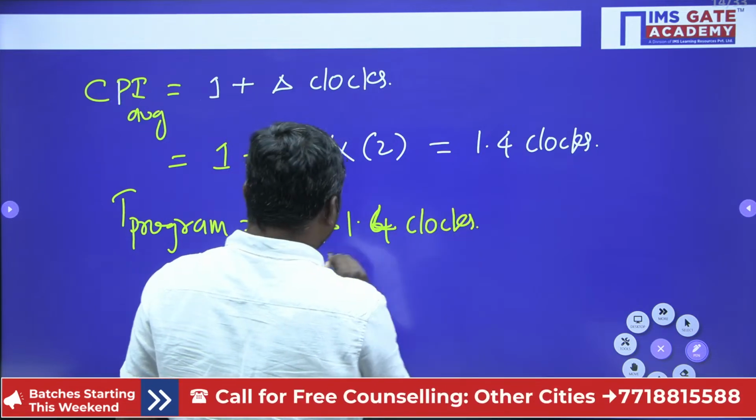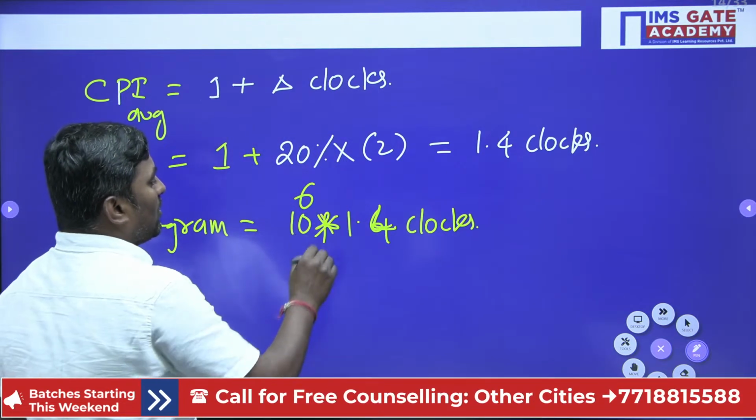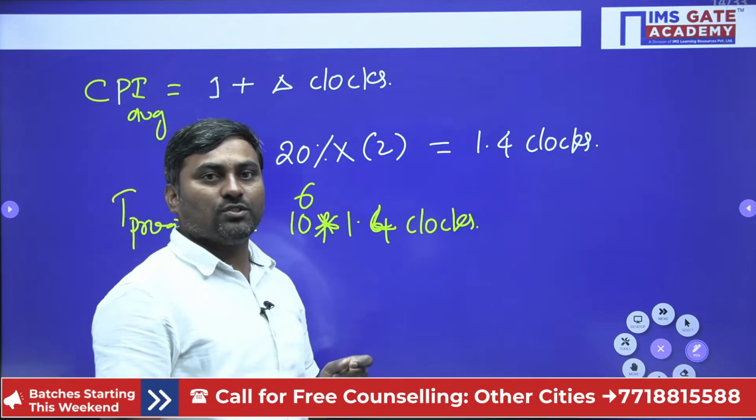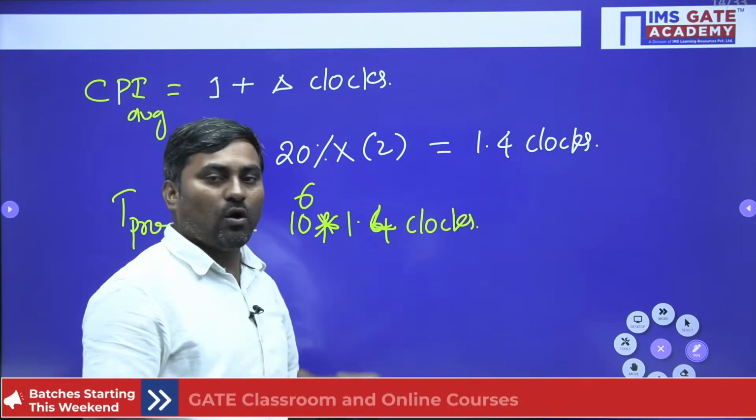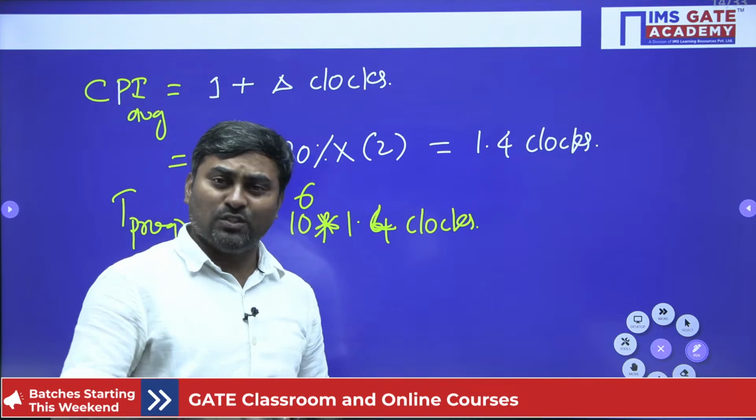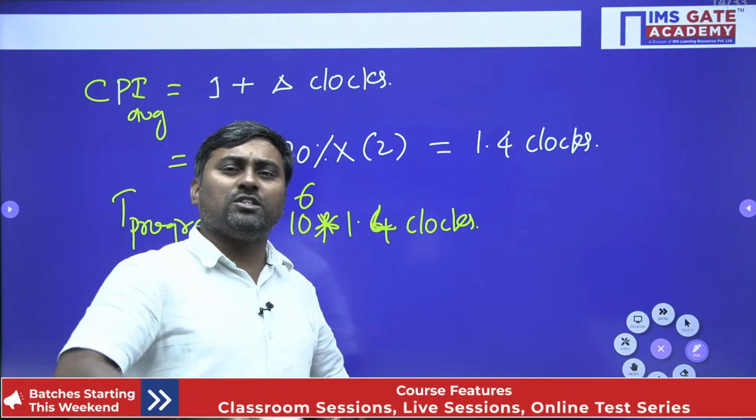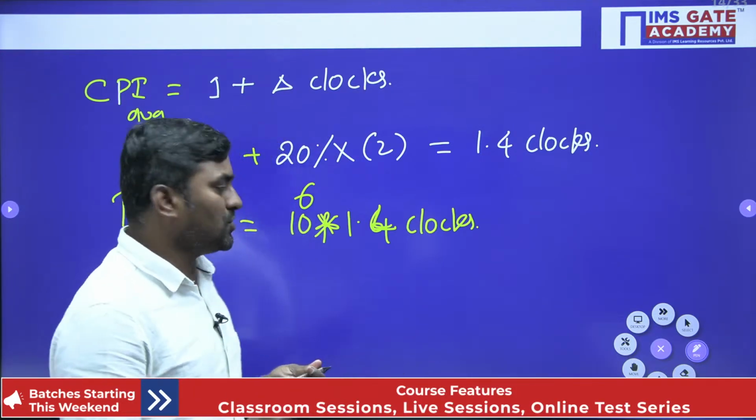1.4 clocks. So this is the multiplication, understand? Okay. So 10 power of 6 instructions are there. Each instruction takes 1.4 clocks. Why 1.4? Naturally it should take 1 only, but due to this dependency, 0.4 extra each instruction is taking.